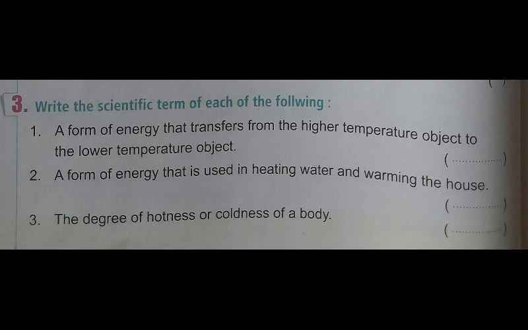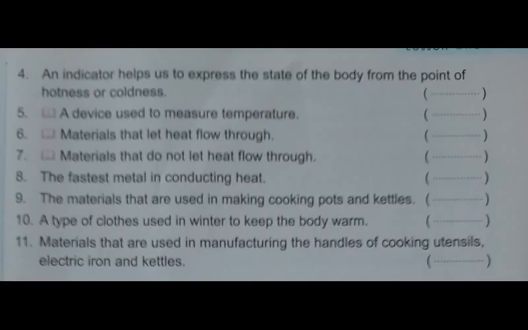Question number 3. Write the scientific term of each of the following. Number 1. A form of energy that transfers from the higher temperature object to the lower temperature object. Heat. A form of energy that is used in heating water and warming the house. Heat. The degree of hotness or coldness of a body. Temperature. An indicator helps us to express the state of the body from the point of hotness or coldness. Temperature.